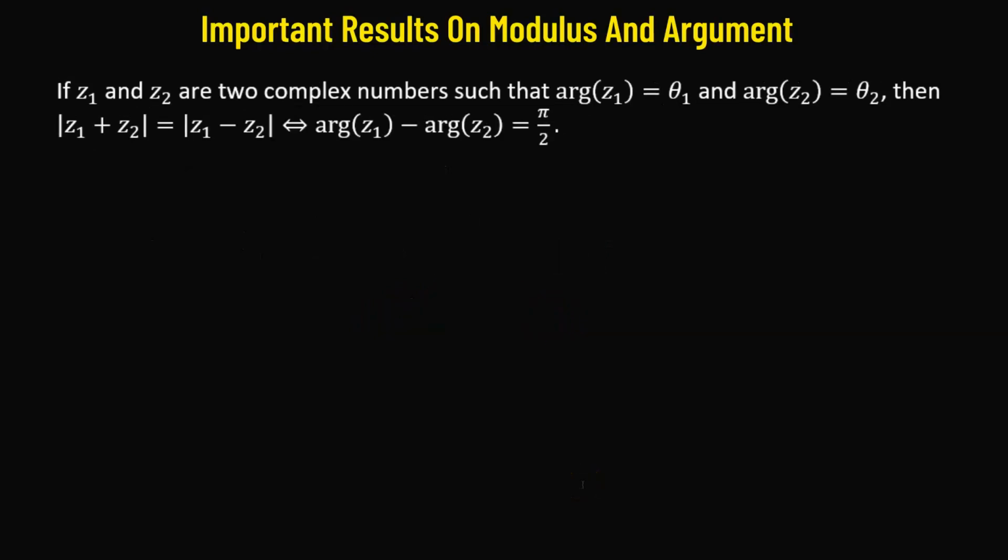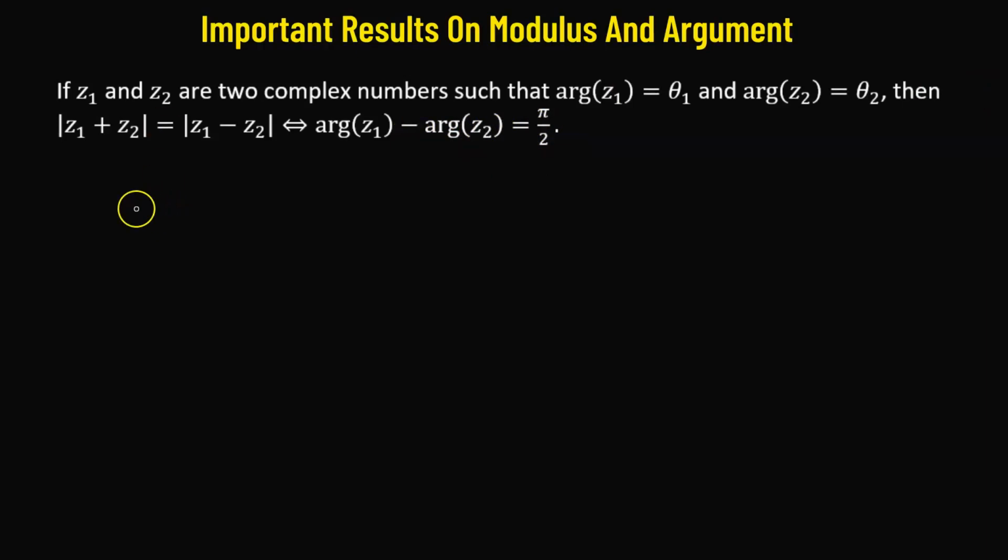Now in the next part of the proof, we have the same two complex numbers z1 and z2. Here we have to show that if the absolute value of the sum of two complex numbers is equal to the absolute value of the difference of the two complex numbers, then the argument of complex number z1 minus the argument of complex number z2 is given by pi over 2.